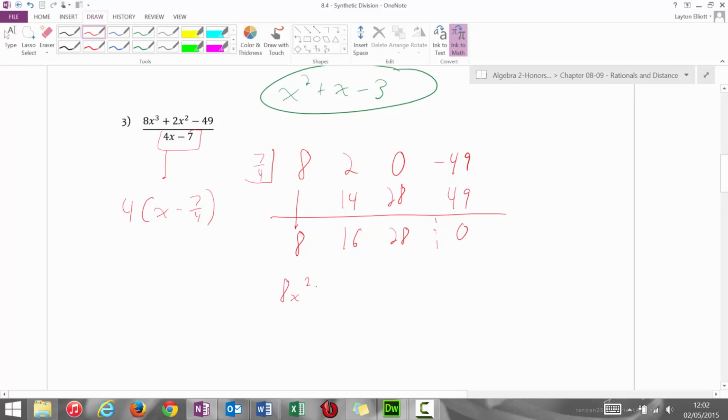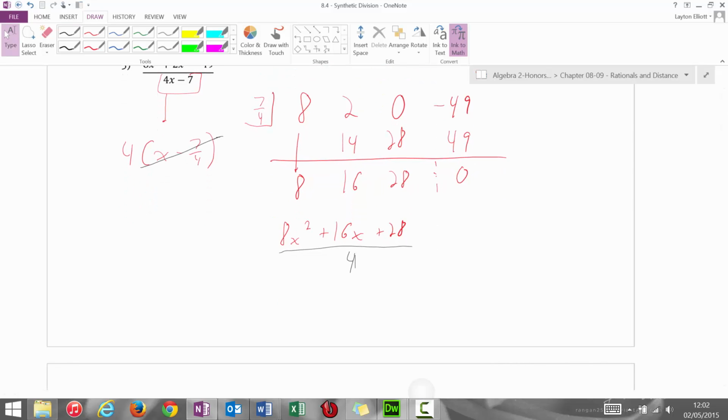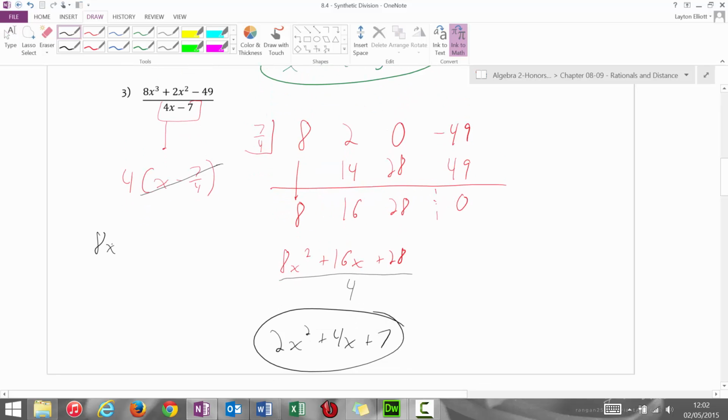So I have 8x squared plus 16x plus 28. Now, this took care of dividing by the x minus 7/4. I also factored a 4 out, so I need to divide this by 4, which is really easy to do because all of those coefficients are divisible by 4. 2x squared plus 4x plus 7. So in essence, what you really did is you divided by x minus 7/4, and then you divided it by 4. And by doing that, you've effectively divided by 4x minus 7.